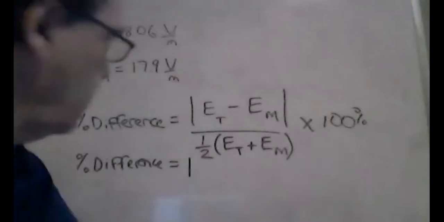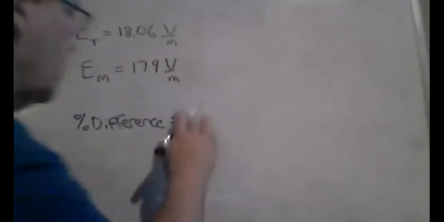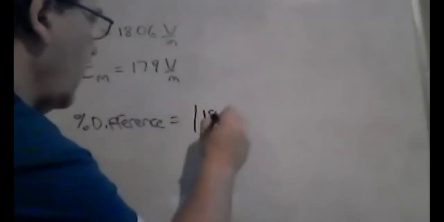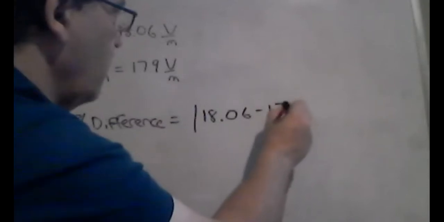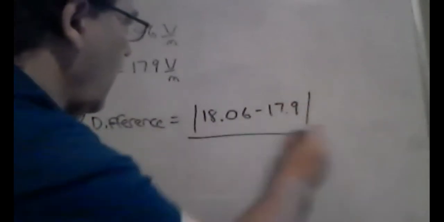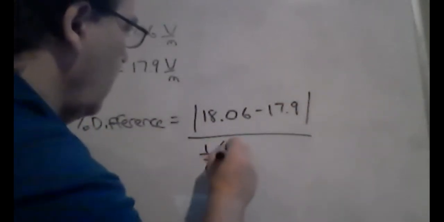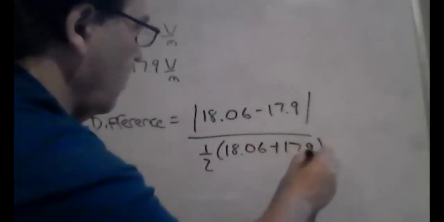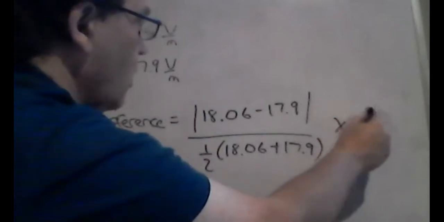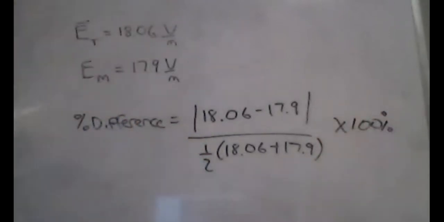I'm going to do the... well, let me just replace the formula with numbers. So, absolute difference: my theoretical 18.06. Again, everything's volts per meter, and they're all going to cancel out anyway. Minus 17.9, divided by 1/2 of 18.06 plus 17.9. Again, you'll have your own numbers. These are with my numbers. Times 100%.